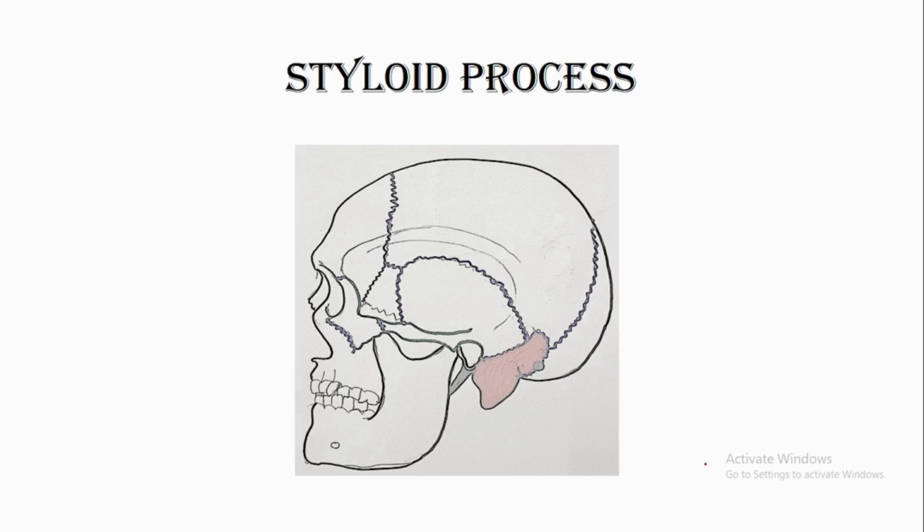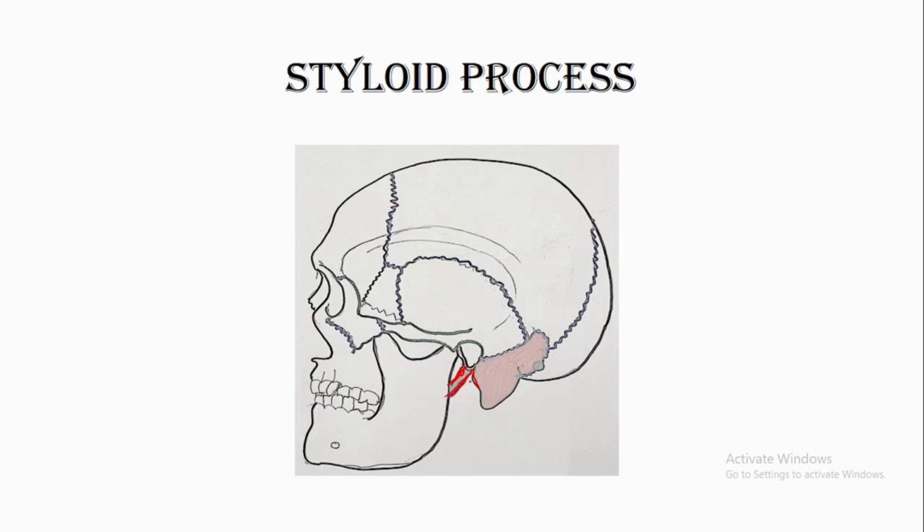Next feature is the styloid process. So this portion is the styloid process. This is a needle-like projection which is present anteromedial to the mastoid process. So this is the mastoid process, and anteromedial to this process there is a needle-like projection which is called the styloid process. It is directed downwards, forwards and slightly medially, that means towards the sagittal plane of the skull.